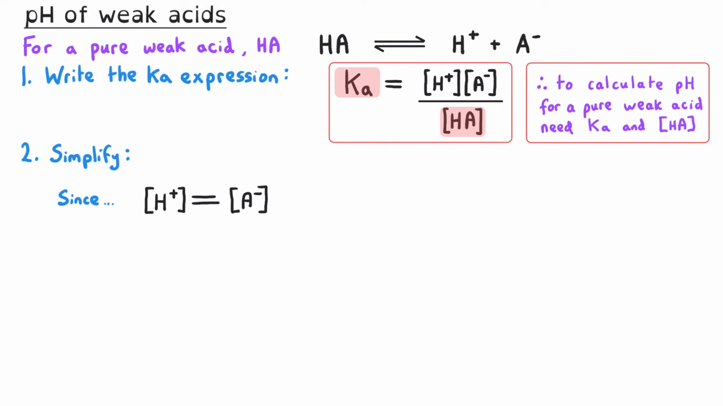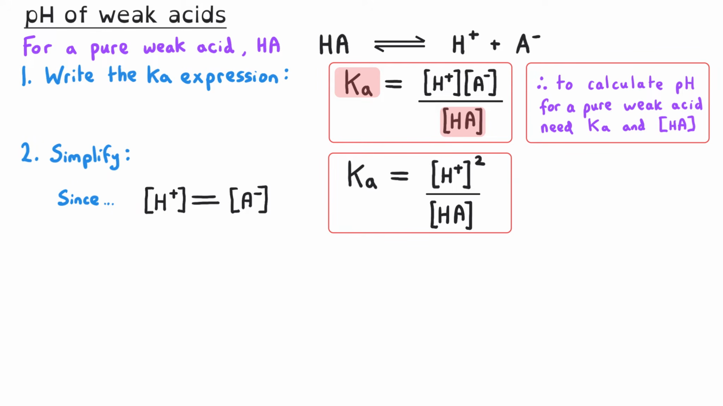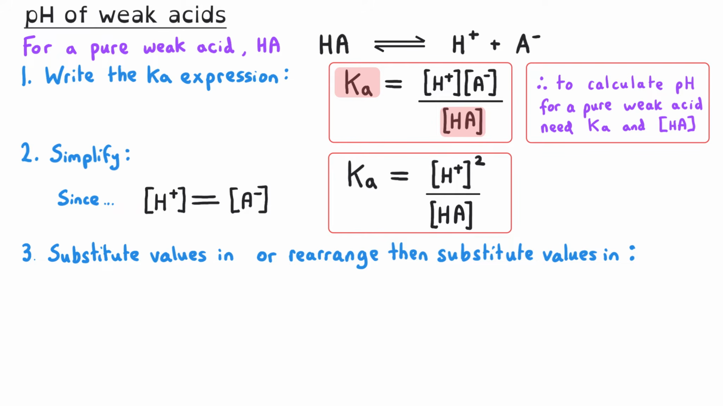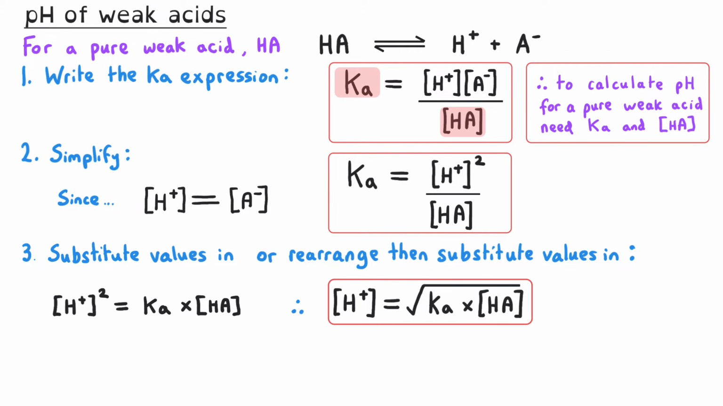And then we need to simplify this expression, recognizing that the hydrogen ion concentration is the same as the A- concentration, and that gives us this simplified Ka expression with the H+ concentration squared on the top. And then we have a choice. We either substitute values in and then rearrange it and solve it, or we rearrange it to then substitute the values in later. If we choose to rearrange it, we get the hydrogen ion concentration squared is equal to Ka multiplied by the acid concentration, and this then gives us the hydrogen ion concentration, which can be found by taking the square root of Ka multiplied by the acid concentration.